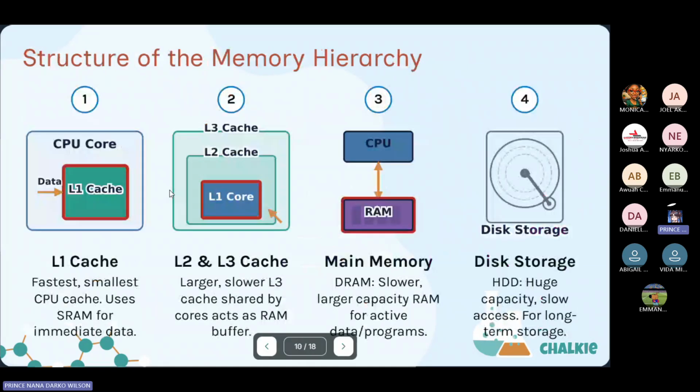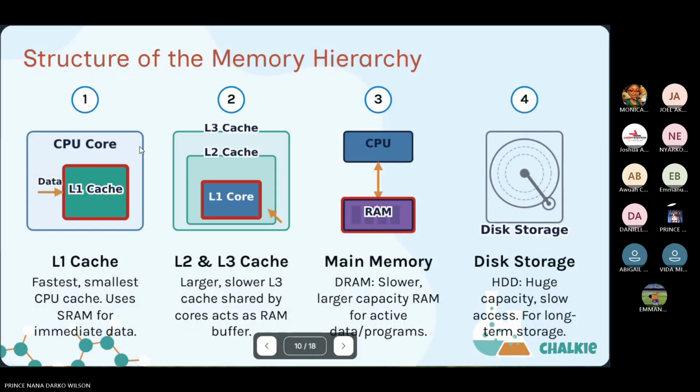Let's proceed. So, the structure of the memory hierarchy. On the central processing unit core, we have the level 1 cache memory. It's the fastest, smallest central processing unit cache, and it uses SRAM for immediate data. What does SRAM mean? Someone should remind us, what does SRAM mean?